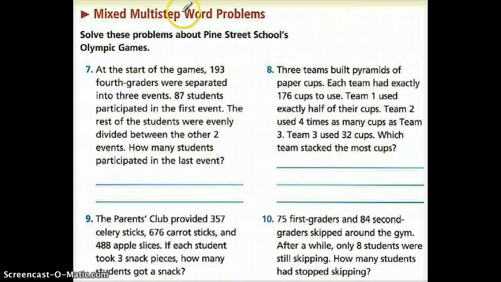Alright, this one has multi-steps, so that means you're going to have at least two steps for each one of these. So number 7 says, at the start of the games, 193 fourth graders were separated into 3 events. 87 students participated in the first event. The rest of the students were evenly divided between the other 2 events. How many students participated in the last event?